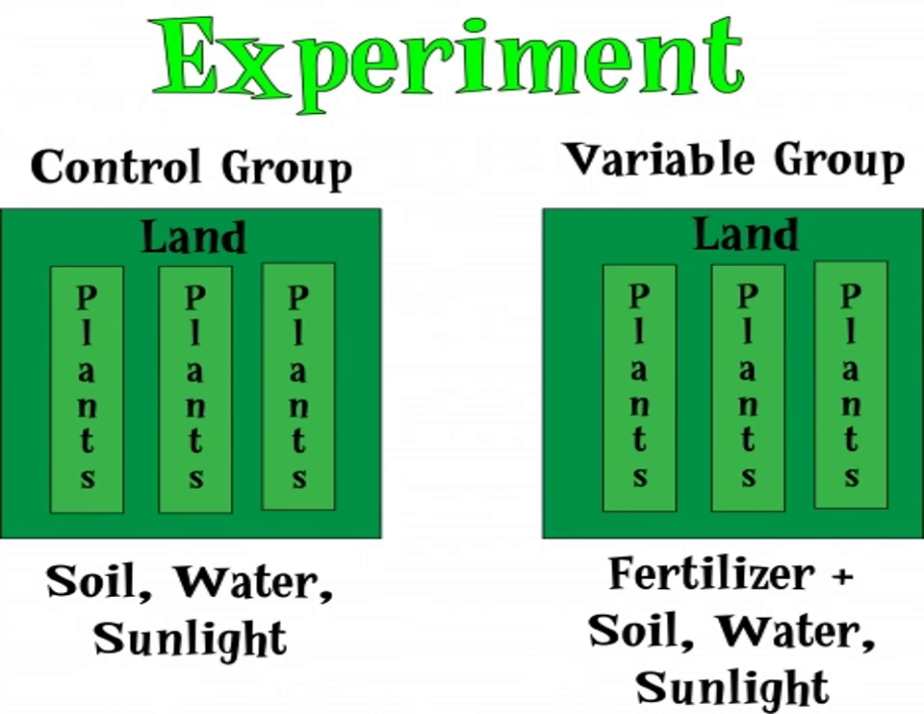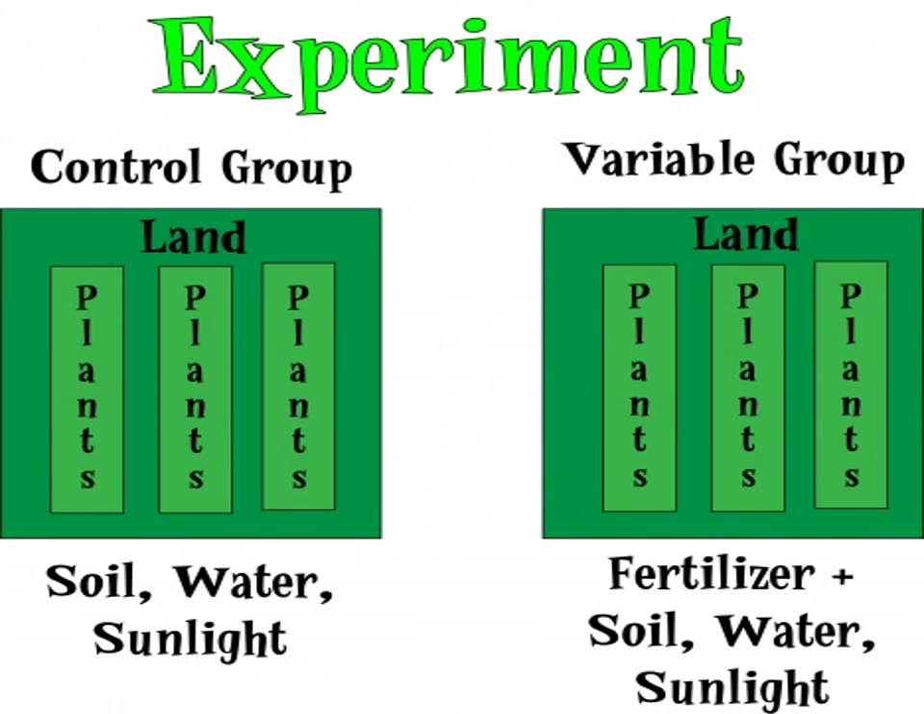All right, so here's an example where we have 2 plots of land. On each plot, there are 3 rows of plants. The control group, remember, is the group that is not exposed to the independent variable, has soil, water, and sunlight. I always like to find the constants first. So look at the 2 and ask what they have in common. Well, they each have 3 rows of plants. And they each also have soil, water, and sunlight. For purposes of this, we're going to assume that it's the same soil. They're receiving the same amount of water and the same amount of sunlight.